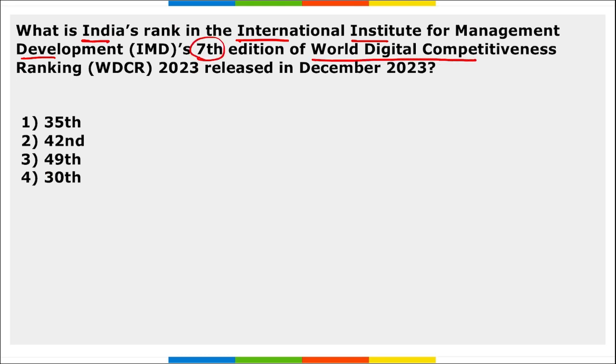Next, what is India's rank in the International Institute for Management Development's, that is IMD's, 7th edition of the World Digital Competitiveness Ranking 2023, released in December? So its rank is 49th. I repeat, what is the rank of India in the IMD's 7th edition of the World Digital Competitiveness Ranking? So rank here is 49.